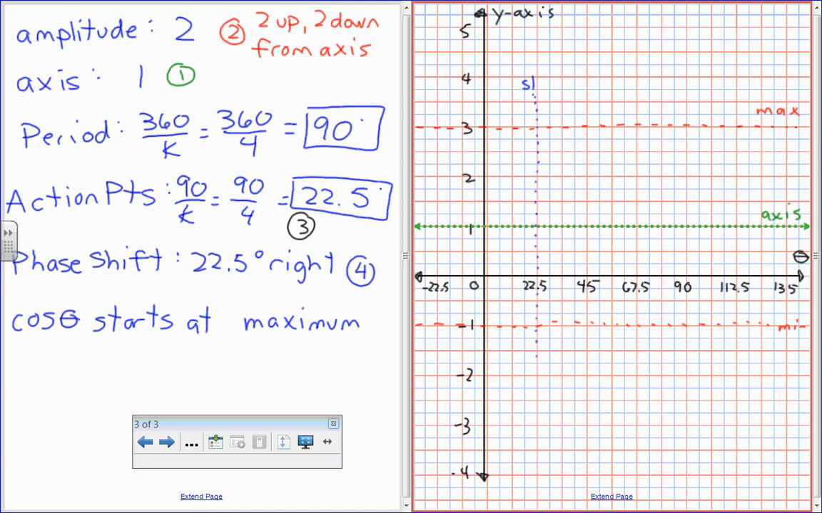But this is going to be my start. So that's your phase shift. Okay, just shift it over 22.5 to the right.